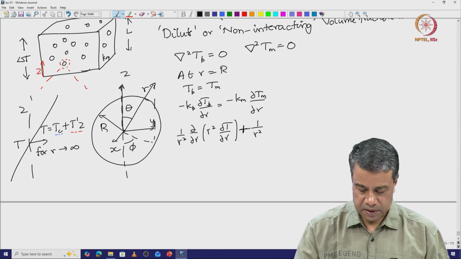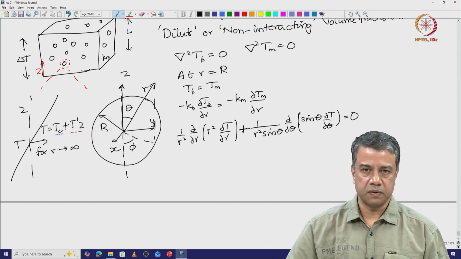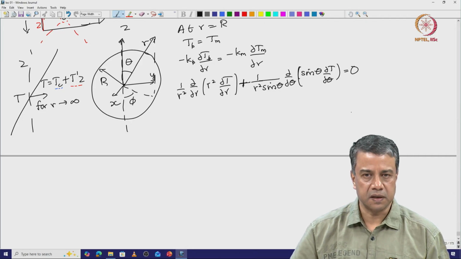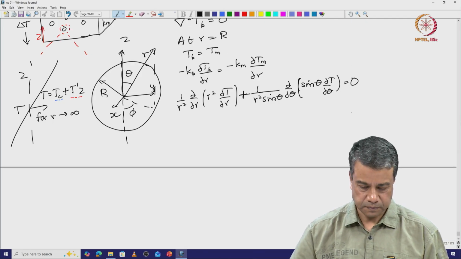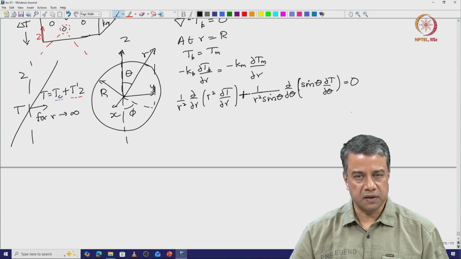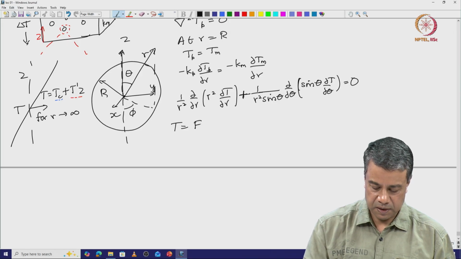one by r square sine theta ... is equal to 0. So, that is the equation for the temperature field in the particle and the matrix. This equation we had solved by separation of variables. T is equal to f of r g of theta.